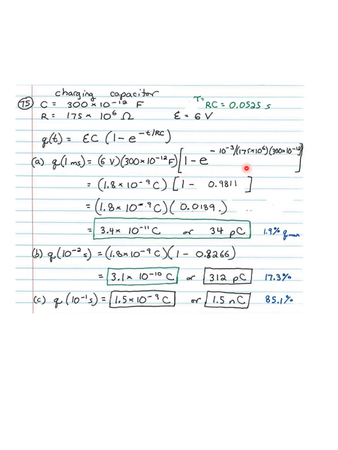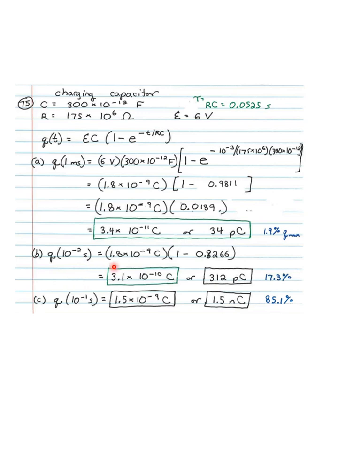And notice that for part A, the time is 10 to the negative 3 seconds. When you compute all these, I've kept the ratio that's in the bracket separate. The e exponent term becomes 0.9811. When we subtract it from 1, we get 0.0189. That means it's only 1.89% of the maximum charge, the total charge that it's eventually going to get. We multiply times E times C, which is the total charge it's eventually going to get, and we get 34 picocoulombs.